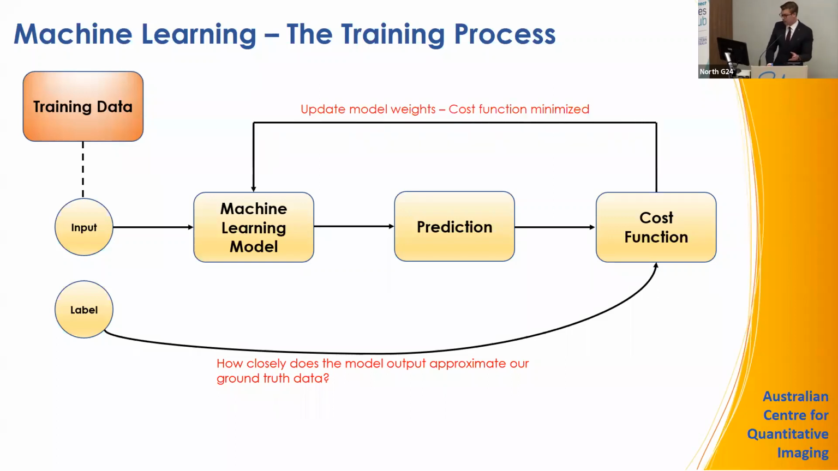And we use that information to update the weights of our machine learning model in an iterative process that continues until that cost function is minimized. And in the end, what you hopefully end up with is a machine learning model that predicts your label accurately for samples that it hasn't been trained on, because that's the goal. We want it to generalize to previously unseen data.